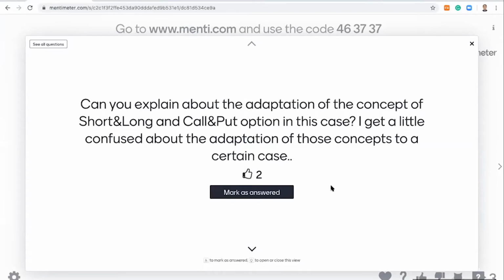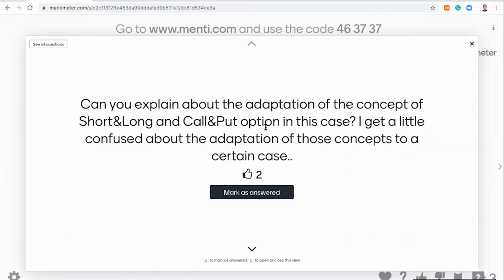And then can you explain about the adaptation of the concept of long and short and call and put? A little confused. And actually you are not alone, because at the beginning it's not easy to adopt this concept. So first of all, I would like to say that I did not use the put option here. I just used the call option in this case.